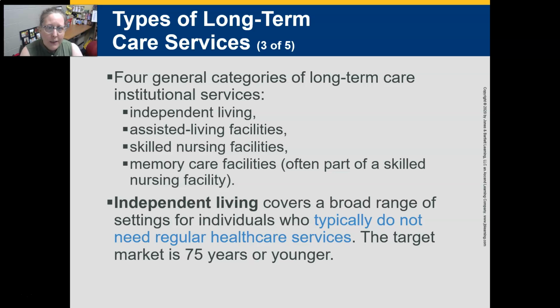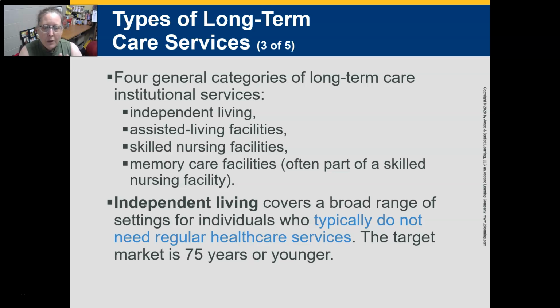There are 4 general categories of long-term care institutional services. So these are institutions, as in we think nursing home, but there's a facility that they go to. This is not in their own home, right? So you have independent living, assisted living, skilled nursing facilities, and memory care facilities, which are a subset of skilled nursing facilities. Okay, so let's look at each one, unpack each one.